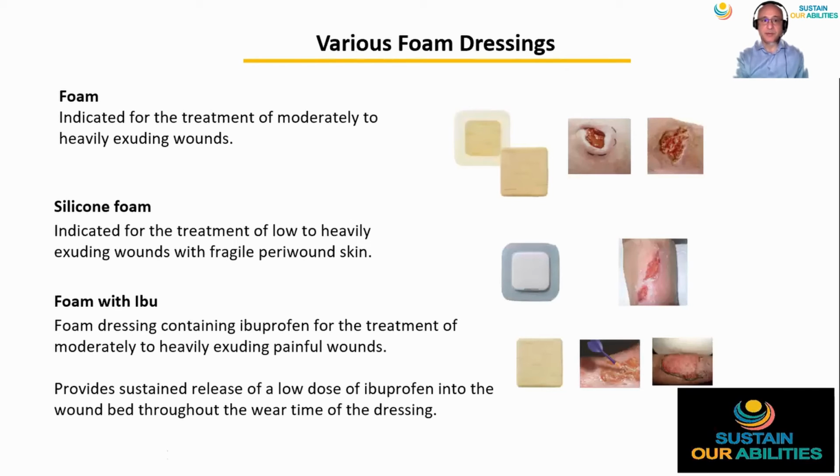Foam is indicated for the treatment of moderately to heavily exuding wounds. A silicone foam is indicated for the treatment of low to heavily exuding wounds with fragile periwound skin, and foam with ibu, a foam dressing containing ibuprofen, is for the treatment of moderately to heavily exuding painful wounds, and provides sustained release of a low dose of ibuprofen into the wound bed throughout the wear time of the dressing.